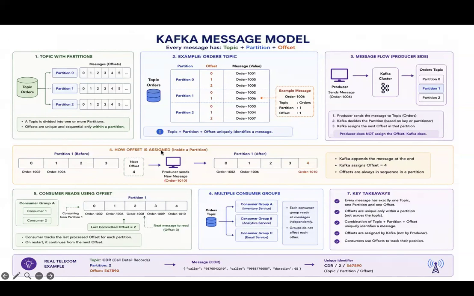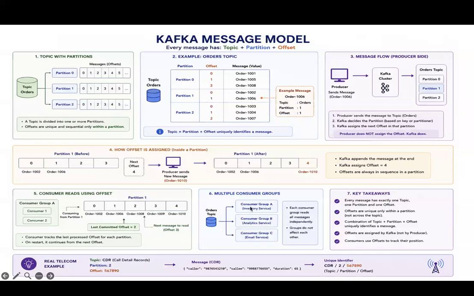So how is the offset assigned? For example, if the partition already has 0, 1, 2, 3, when the next message comes, it will sequentially increment the next offset to 4, and store the message as 4. The consumer reads using offsets. The consumer knows the last committed offset, so the next committed offset will be moved based on that. All this metadata is stored in the KRaft controller. That is the main thing: which is the last committed offset and which is the next message.